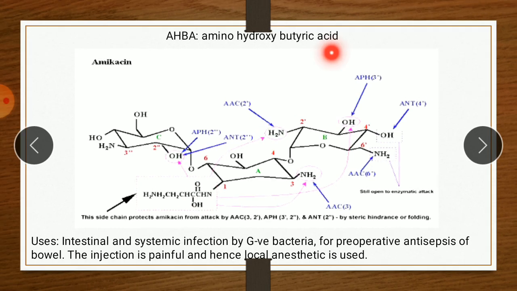So here there is an acetylation by amino hydroxybutyric acid. There is an acetylation of the NH2 group of kanamycin A by amino hydroxybutyric acid. Only one hydrogen of the NH2 group is replaced by amino hydroxybutyric acid, and this compound is called amikacin.